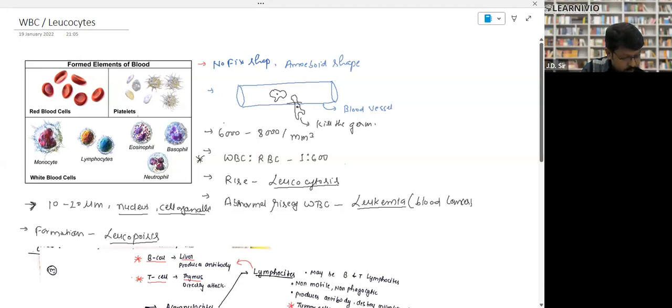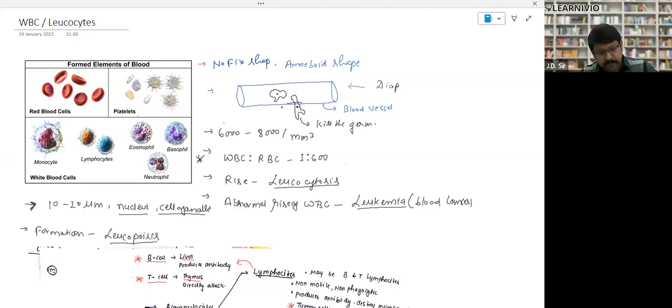Next point. The WBC are generally irregular in shape. Full stop. They change their shape like amoeba. Full stop. This enables them to squeeze out from blood capillaries into tissues, and the process is called diapedesis. You have to make this diagram after this line.